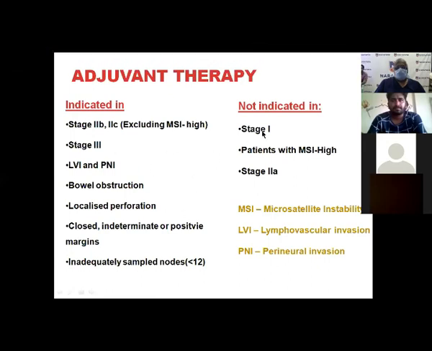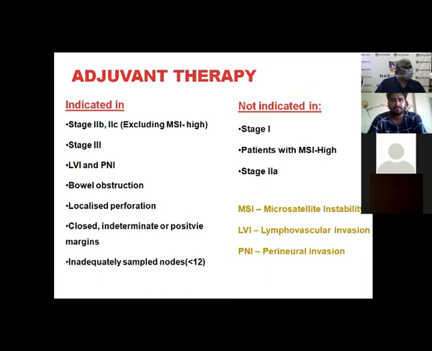Not indicated in stage 1 disease, or in patients where the microsatellite instability factor is high. If that is so, then you don't do it. Then stage 2A, there is nothing. So microsatellite instability, lymphovascular invasion, and perineural invasion. I'm not well acquainted with all these acronyms.